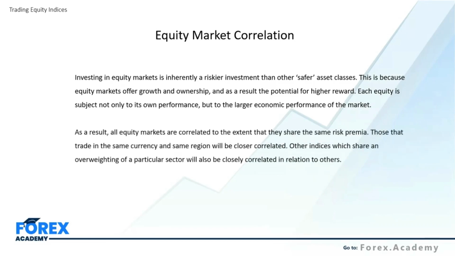As a result, all equity markets are correlated to the extent that they share the same risk premia. So why might that be? Well, because they share the same risk association within the investment community. And to choose but another example, if we discuss government bonds, each and every government bond issued by its government is inevitably backed by its government. So the government will, of course, pay the debt back within a certain period of time. So collectively, they all share the same risk premia as opposed to riskier investments such as trading in equities.